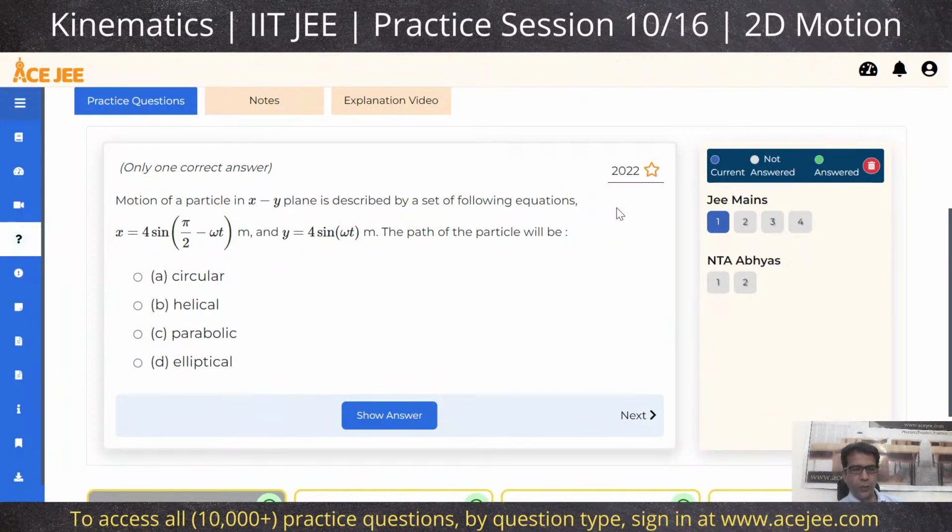Circular. What is it, beta? So it's circular. A option.